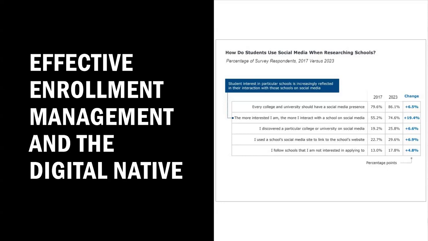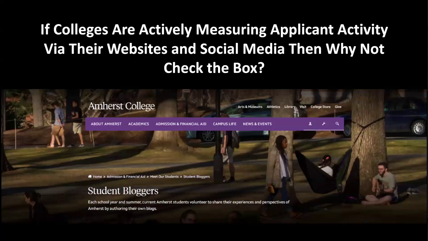It's really important to realize how far-reaching this stuff is. Like I said, if a college is actively measuring this activity, then why not just check the boxes and put yourself in a better position? Okay, that's what we're all about.